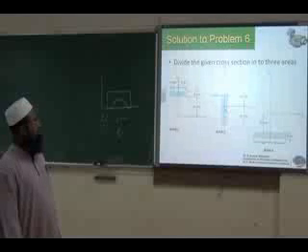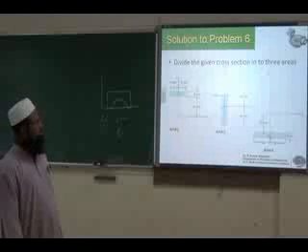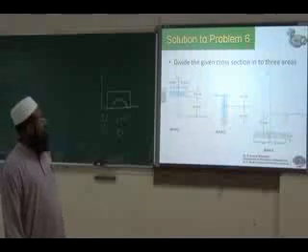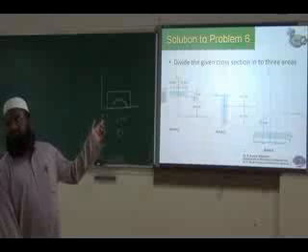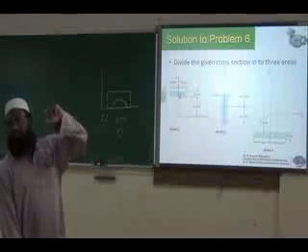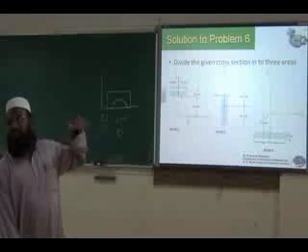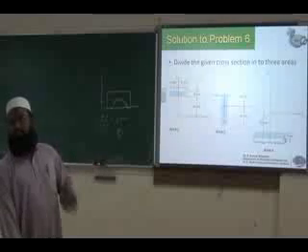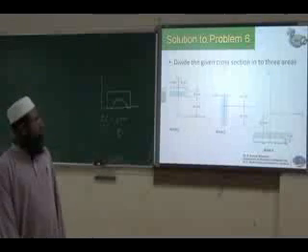Third rectangle is 27 mm below the x axis, like that. So we have to consider the parallel axis theorem. Ix will be Ix dash, the centroidal axis moment, plus A d square, like that we have to proceed. Use the parallel axis theorem.